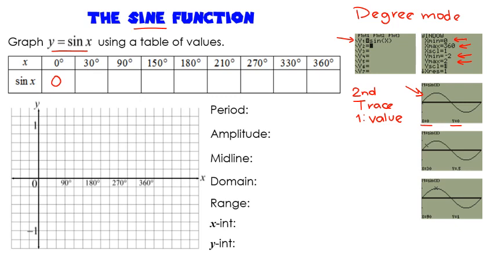And then you're going to do that again. Second, trace, and then value. Next time it prompts you for an x, type in 30. And if you press enter, you get y is equal to 0.5. If you go second, trace, and value, and then put in x is equal to 90, then we get y is equal to 1.